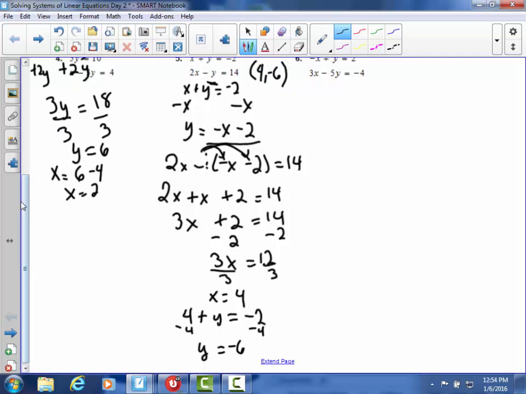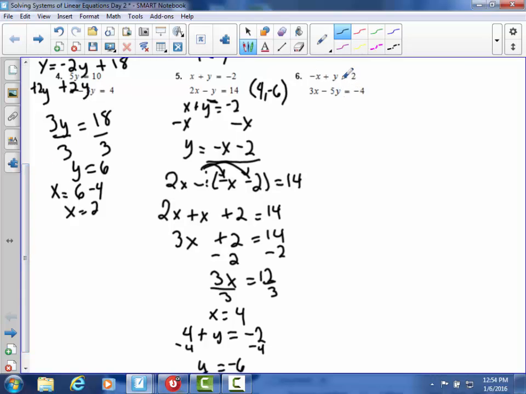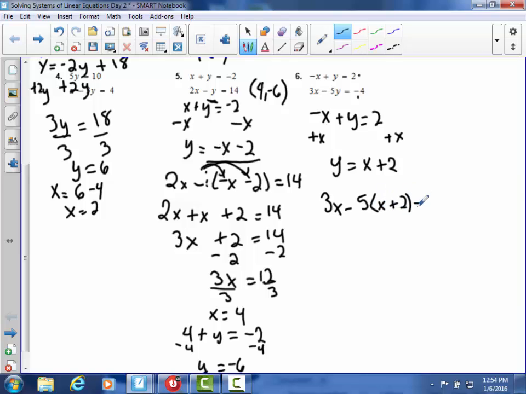So on number 6, we have negative x plus y equals 2, 3x minus 5y equals negative 4. Again, I'm going to have to solve. I'm looking here and I see a positive 1 coefficient, so I'm going to solve for y. I would add the x to both sides, and I have y equals x plus 2. Right? So since I solved this one, I have to substitute it into the second one. So 3x minus 5 times x plus 2 equals negative 4.